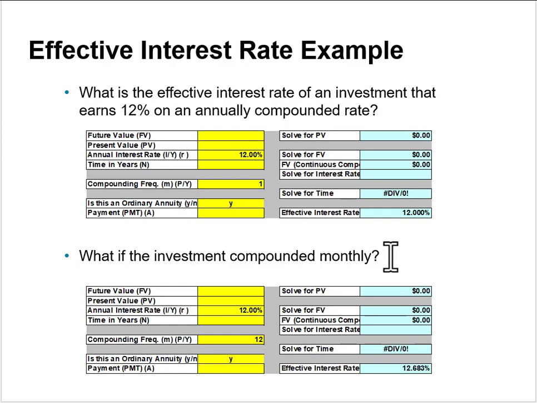But if we compound it monthly, when you plug in the 12 for the compounding frequency, you're going to find out that the effective interest rate is greater. Why is that? It's because every month you earn 1% on the principal, but you also earn 1% on all of the interest that has been earned before that, right? Interest is earning interest. So you actually earn a higher rate of return. The effective interest rate is higher, 12.683%.